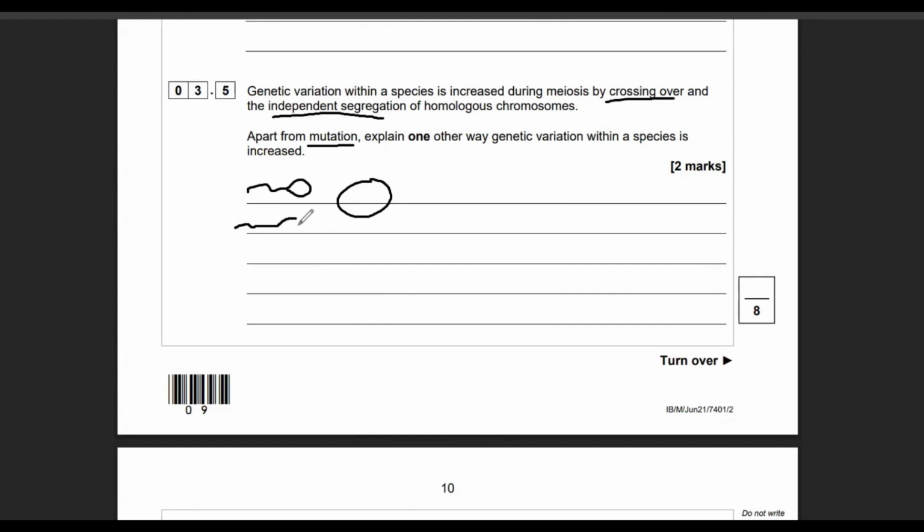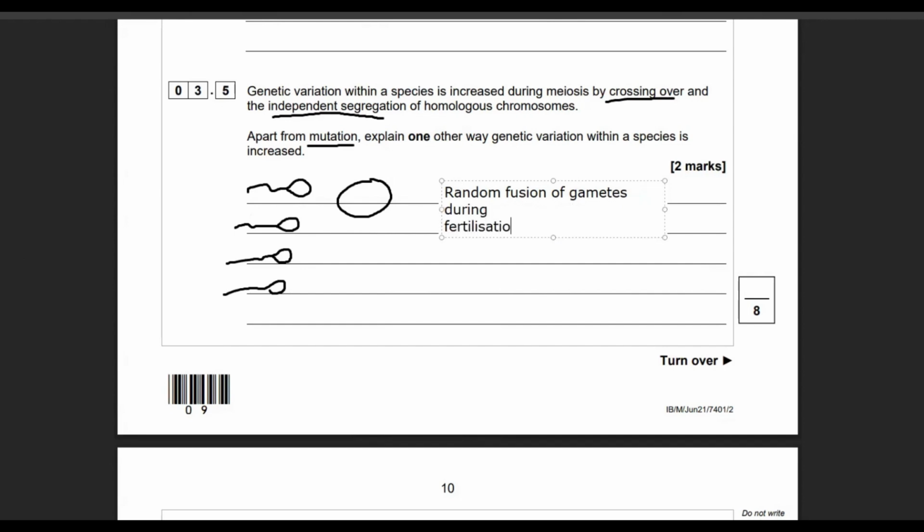But we can also get random mutations. And then what I'm drawing here is fertilization. Now, we don't know which sperm is going to meet which egg. So each time a sperm meets an egg, it's random. There's like 200 million sperm, one egg. And we don't know which egg has been released from the ovaries, from the millions of eggs in the ovaries. So every time we get fertilization, we get a completely new combination of alleles. And we call this the random fusion of gametes, which allows for new combinations of alleles every time. And that's going to get us 2 marks.